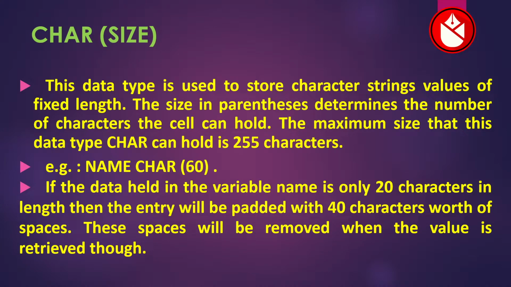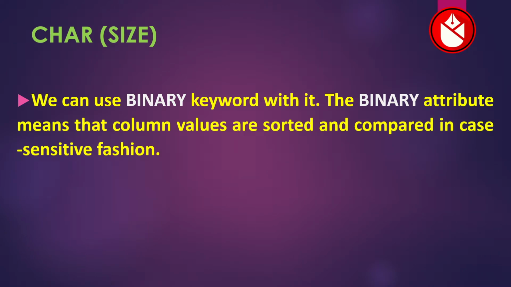If the data held in the variable name is only 20 characters in length, then the entry will be padded with 40 characters worth of spaces. That means a total of 60 spaces are used. These spaces will be removed when the value is retrieved though. We can use the BINARY keyword with it. The binary attribute means that column values are sorted and compared in a case sensitive fashion.